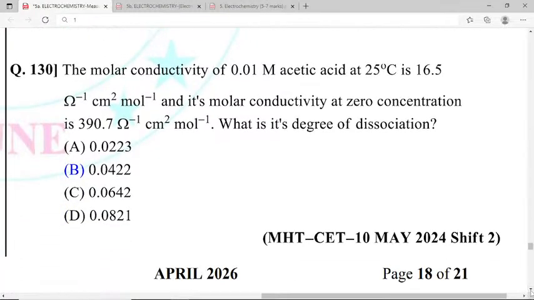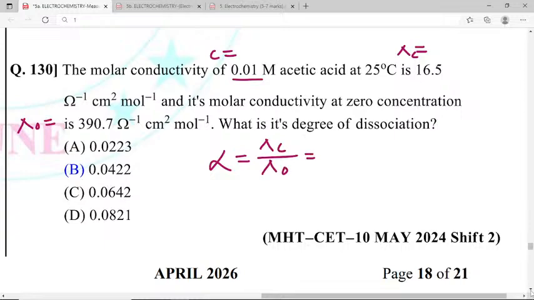The molar conductivity and concentration are given. Molar conductivity lambda is also given, 16.5, so this is lambda C, and at zero concentration, this is lambda naught. Degree of dissociation alpha is equal to lambda C divided by lambda naught. So lambda C is 16.5 divided by lambda naught 390.7. We'll get the answer 0.0422.